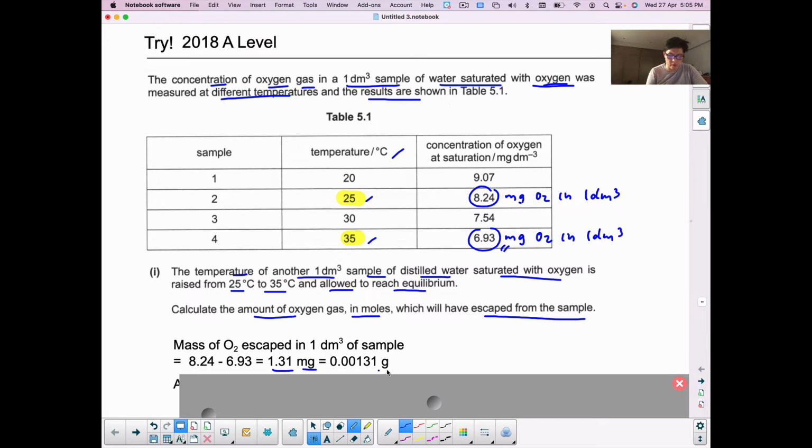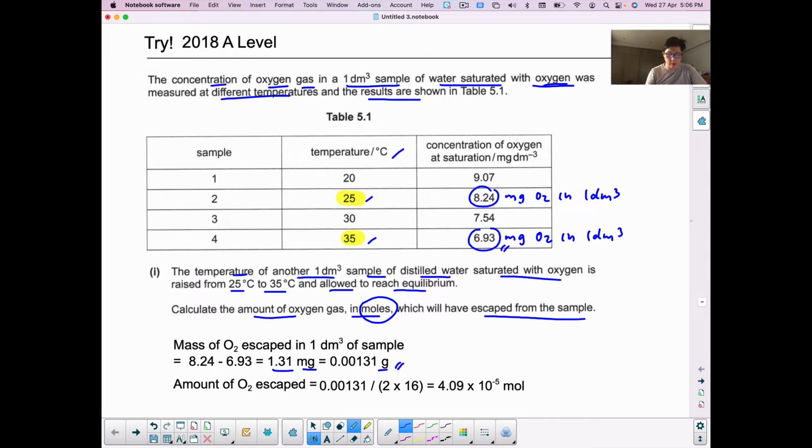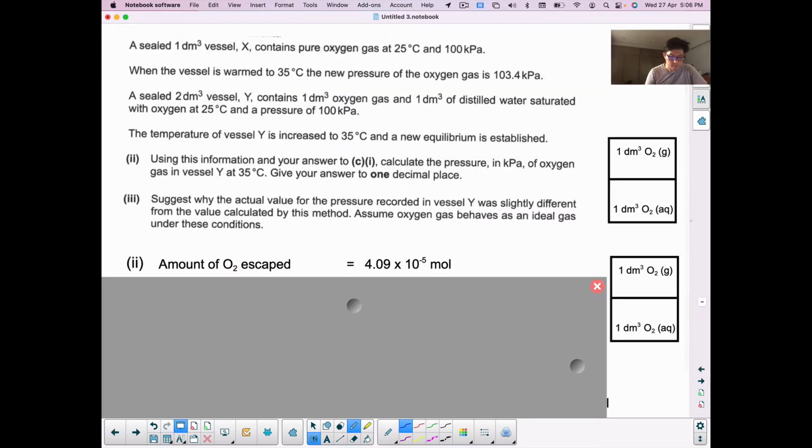If you want, you can convert to grams, since the question is asking in moles. That's why we are converting to grams. Milligrams to grams is divided by 1000, sorry, divide by 1000. So the amount of oxygen that escaped will be equal to the mass divided by the Mr of oxygen, which is 32. This is the moles of oxygen that has escaped. Right, so let's look at the next part.